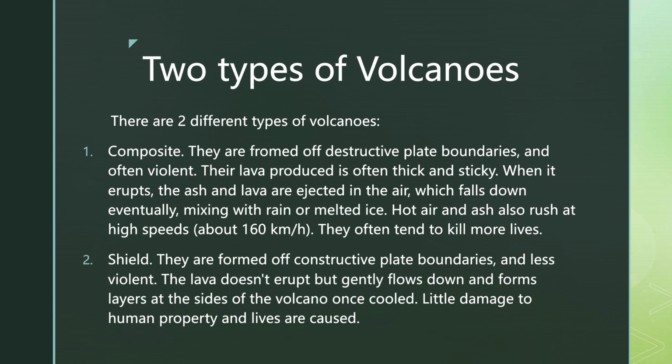The second type of volcano is a friendlier one, a shield volcano. They are formed at constructive plate boundaries. They are less violent, which means they don't kill as many lives. The lava doesn't erupt explosively, but flows gently down and forms layers at the sides of the volcano once cooled, and there is little damage to human property and lives. Nevertheless, I don't think when it is told that the shield volcano will erupt, you should go near there. It'll still burn you to death.